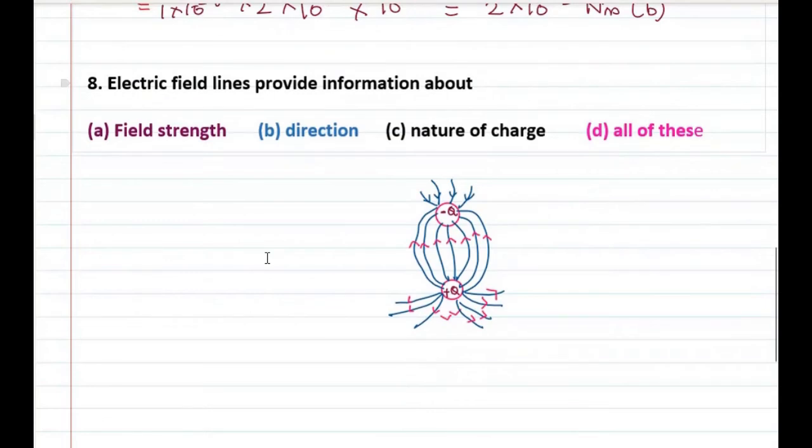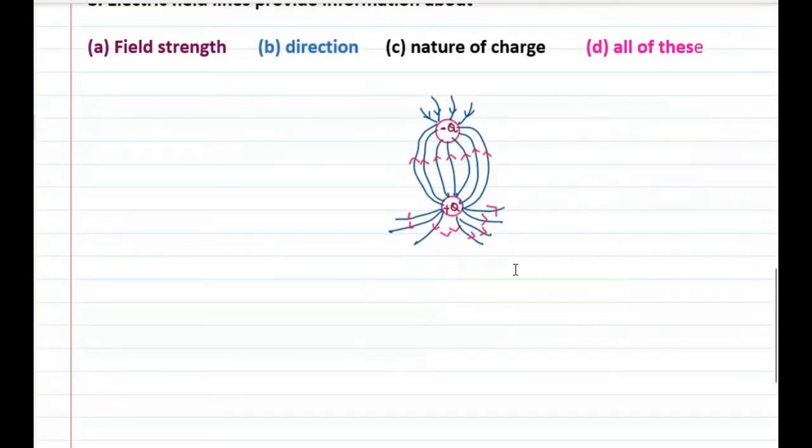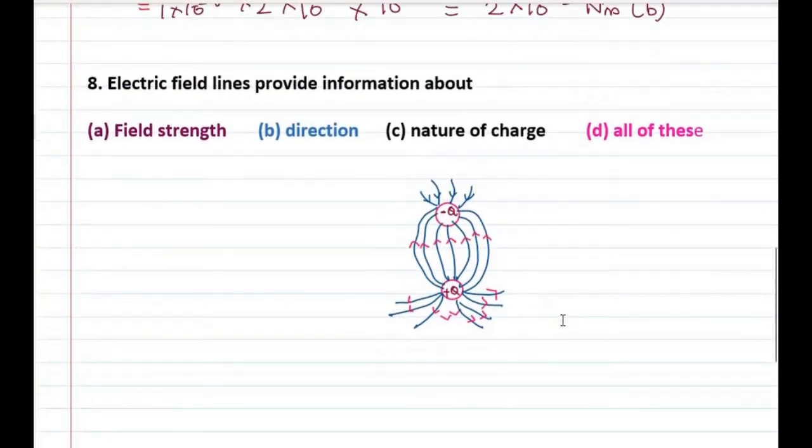Okay, electric field lines provide information about... So, for example, consider there are two charges, minus Q and plus Q, and these are the electric field lines. For a positive charge, the electric field lines will be away from the charge, and for a negative charge, the electric field lines will be towards the charge. So it gives the field strength. Closely spaced lines give the field strength to be maximum, and where they are widely spaced, we say that the field strength is minimum compared to here.